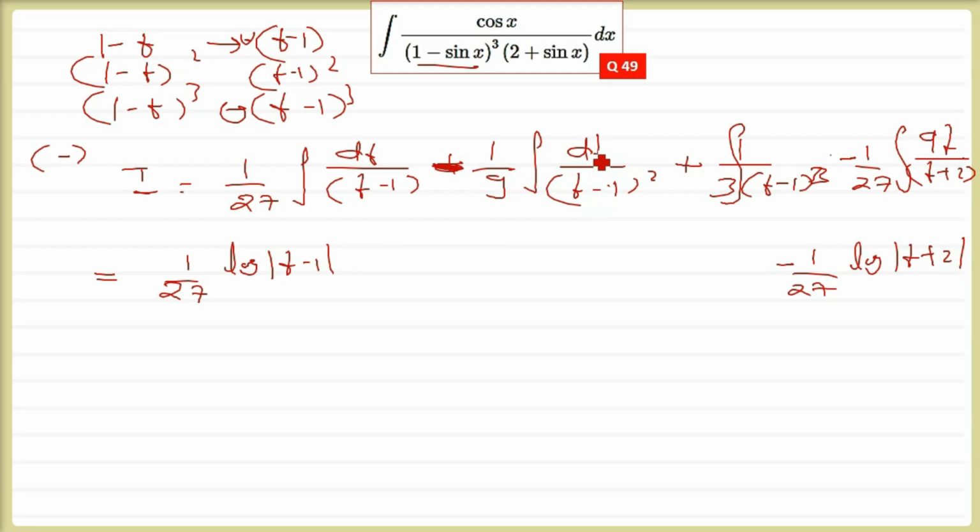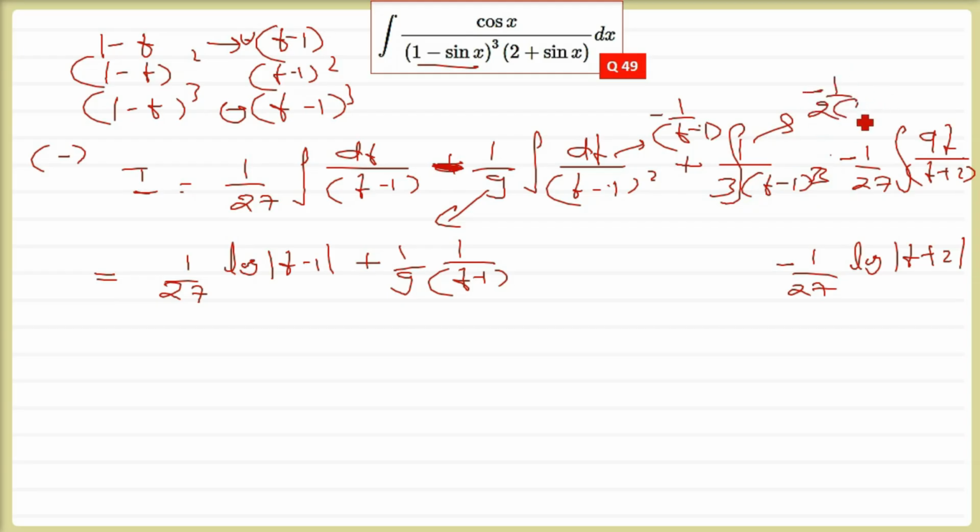Now dt by t minus 1 whole square will be negative 1 by t minus 1. So this becomes plus 1 by 9 into 1 by t minus 1. And this one, you can just take this t minus 1 whole cube upstairs. It will be t minus 1 to the power negative 3. When you integrate it, it will be x to the power n plus 1 by n plus 1 kind of thing. So this will be negative 1 by 2 into 3 becomes 6 t minus 1 whole square. Now just change the sign, as I told you that this negative has come out because of this t minus 1 and t minus 1 whole cube conversion. So the only thing remaining is the replacement of sin x in place of t.